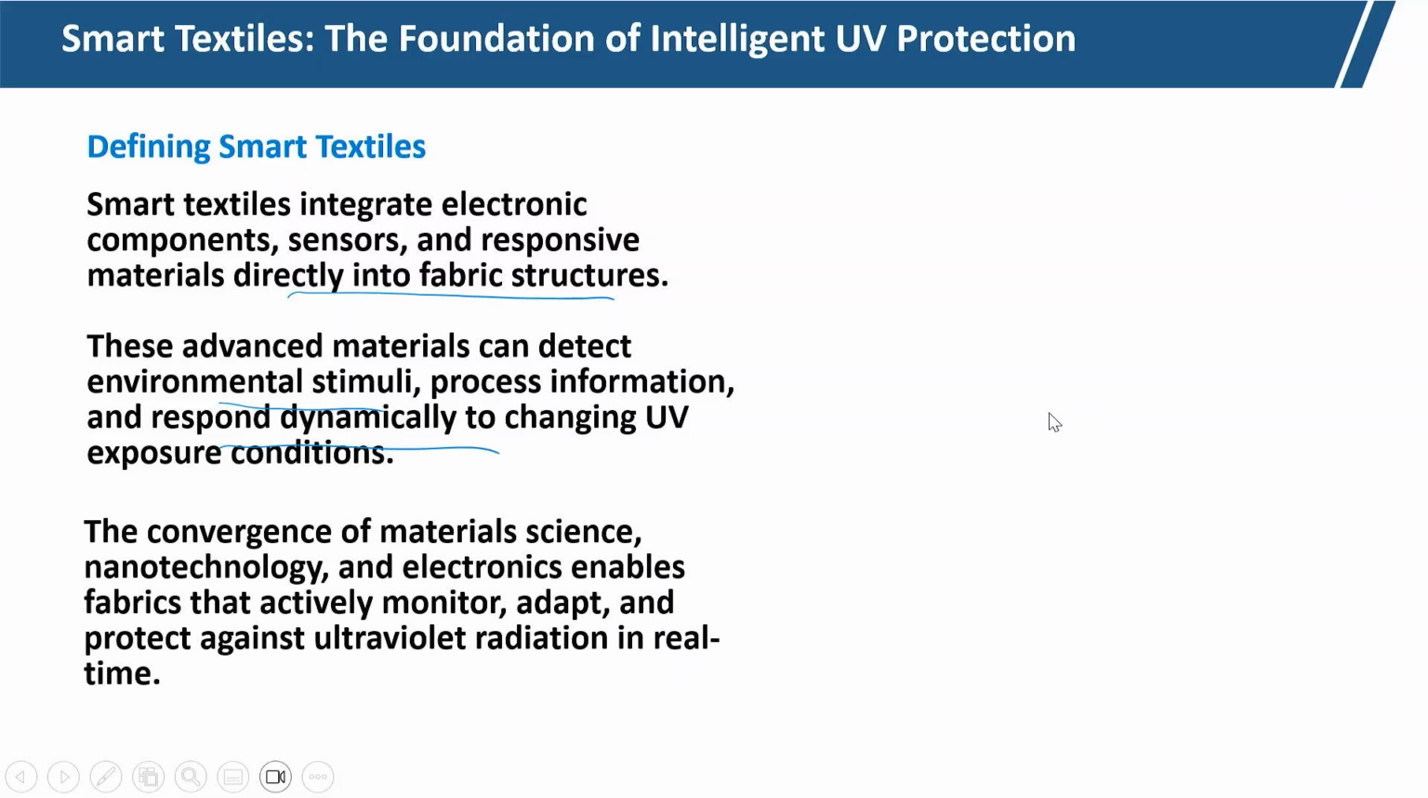So, convergence of material science. We have to bring together material science, nanotechnology, electronics, and obviously textile science, so that they actively monitor, adapt and protect against ultraviolet radiation in real time. So, all these technologies should come together to develop perfect UV protective textiles.